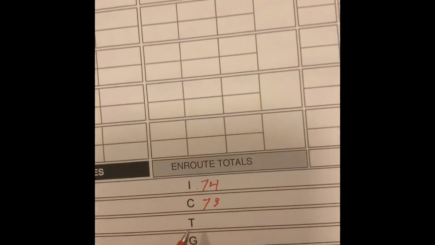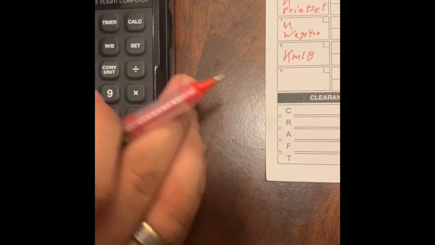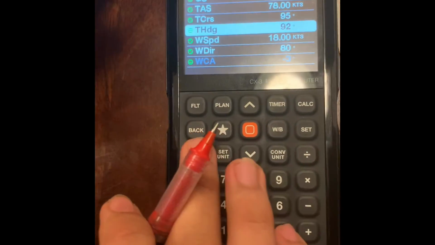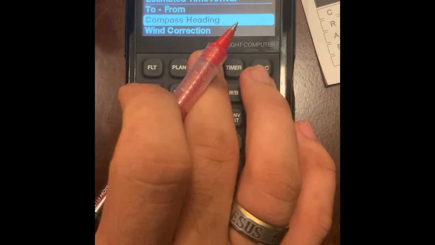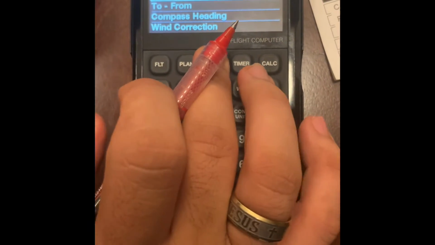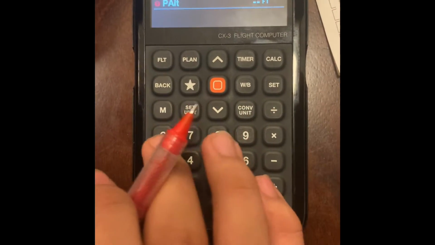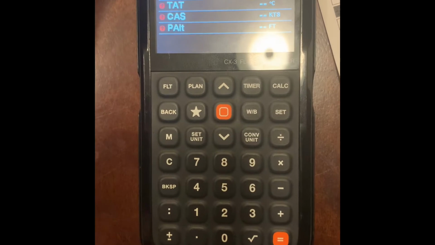True airspeed, and we're gonna be using our E6B or our flight computer to calculate that. Please, if you're not familiar or don't know how to use the flight computer, write down these steps because that's what I did when I did my course. So first things first, we're gonna go to airspeed. We're actually trying to find our true airspeed, so we're gonna delete that.